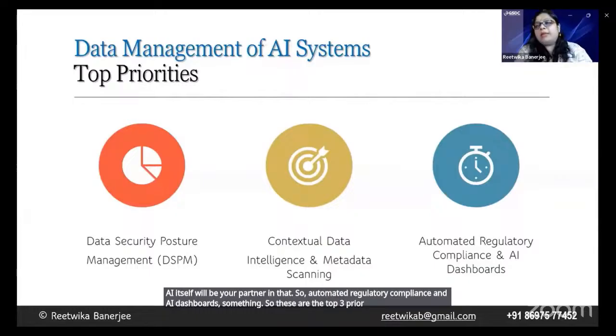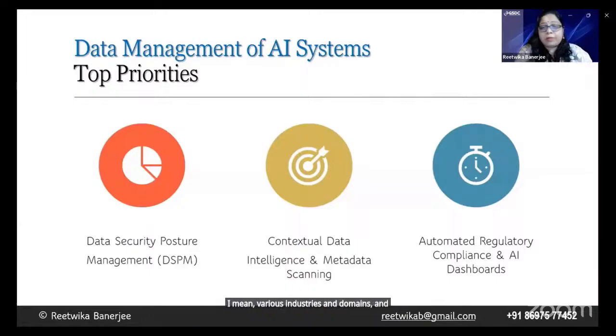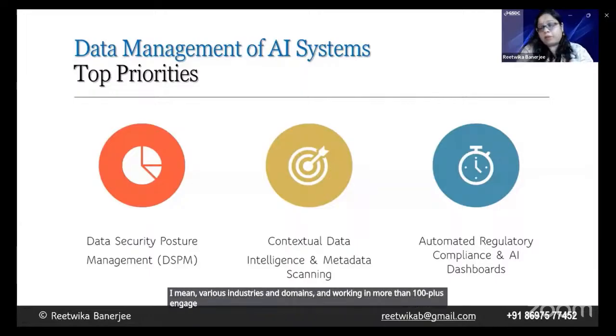This is not an industry voice. This is something I have gained from my own experience working in various industries and domains, and in more than 100 engagements within the scope of ISO 42001. These are my personal recommendations for the top priorities of AIMS practitioners: we should be focusing on DSPM, contextual data intelligence (CDI), and automated regulatory compliance.